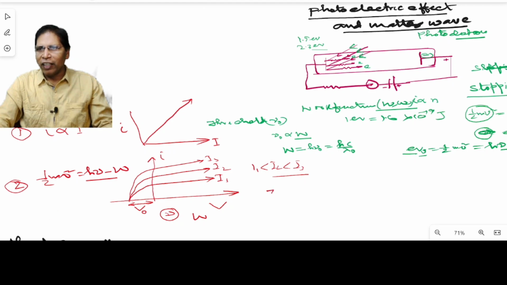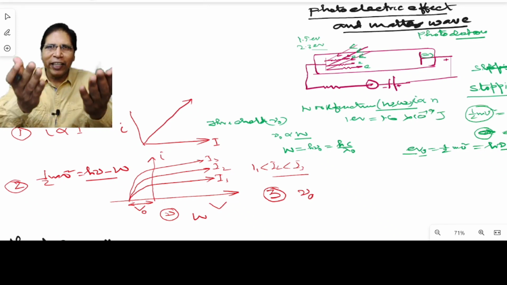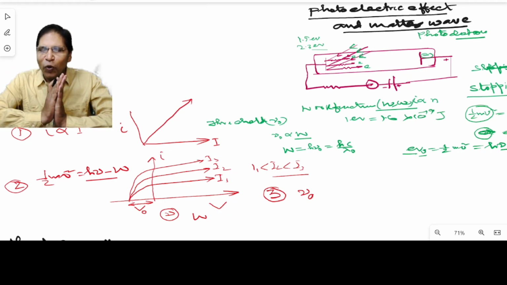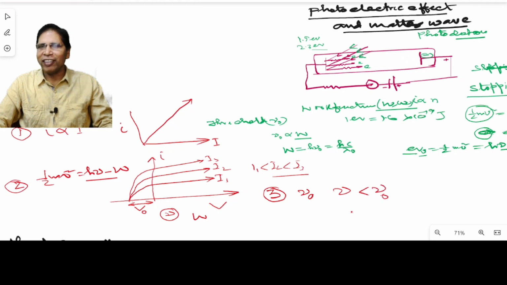Now number 3. The minimum frequency of radiation by which emission of electrons takes place is called the threshold frequency. No emission of electrons takes place if the radiation frequency is less than the threshold frequency.